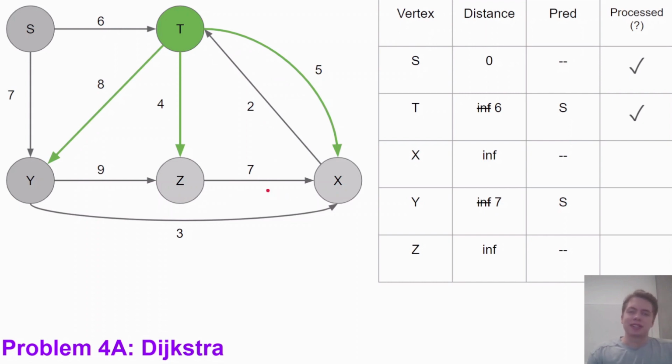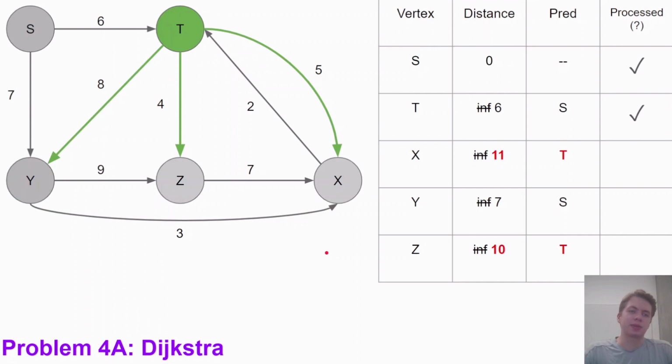And both of these values are less than infinity, so they will be updated. How about Y? Well, Y currently has a distance of 7. And the distance of this path from S to T to Y will be the distance T is from S, which is 6, plus this edge, which has a distance of 8. Well, in this case, 14 is not less than 7, so Y's distance will not be updated. But we will update the other vertices, then also marking the predecessors as well.